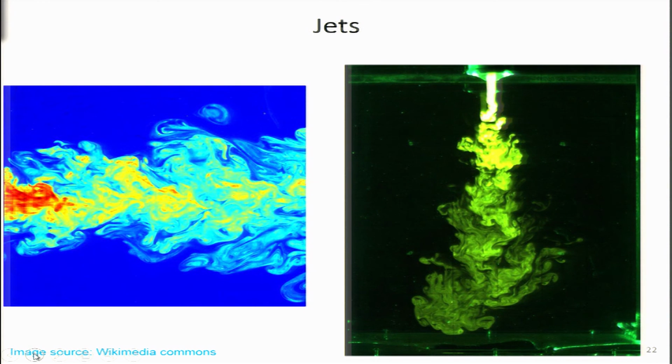Then these are some images of jets which show a lot of these vorticities, a lot of eddies which are visible over here. So, very nice photographs are available. They show a huge amount of turbulence in the flow over here.